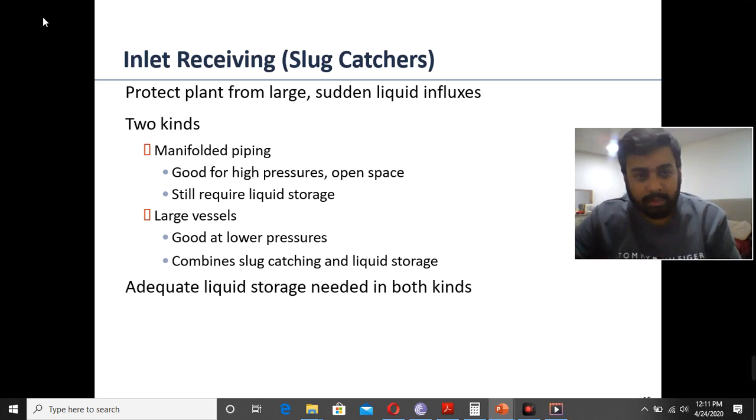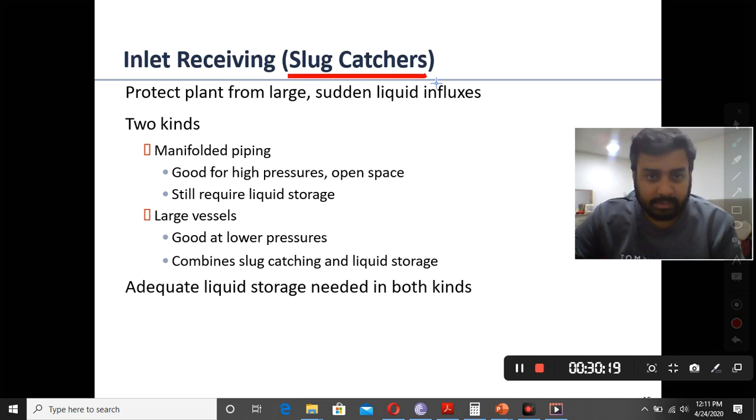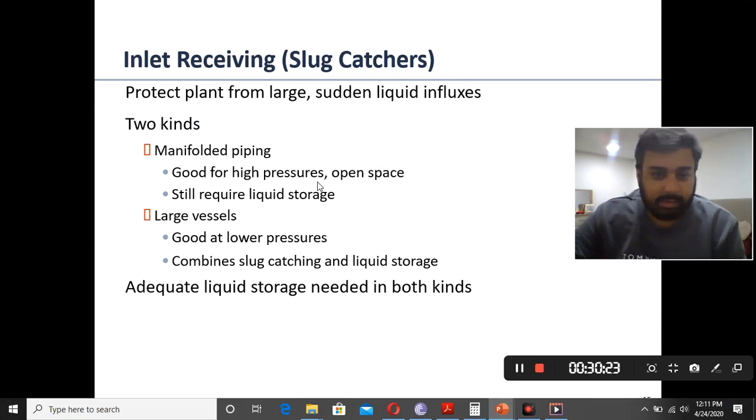So what we do in this case, we use slug catchers. There's a special term that we have here. We call it a slug catcher. That's what we use. So I will show you now what slug catchers look like.